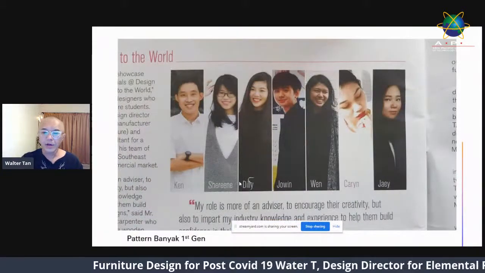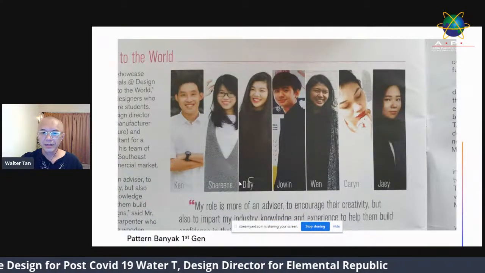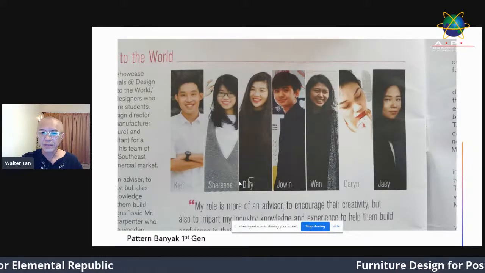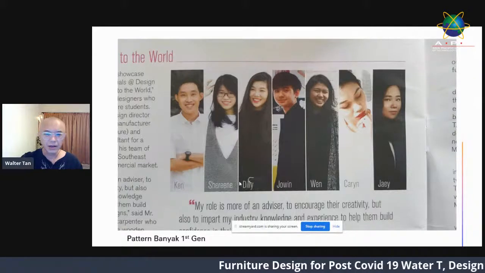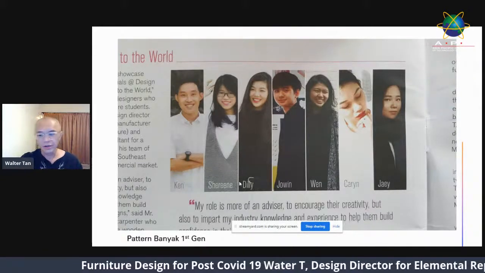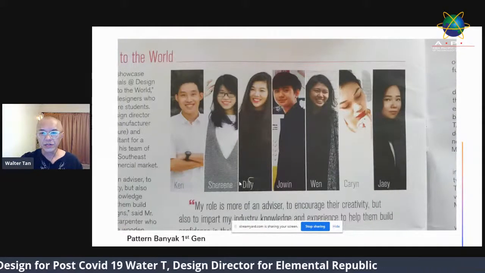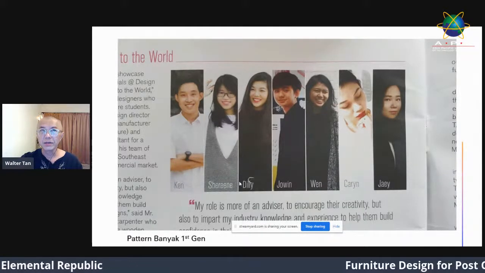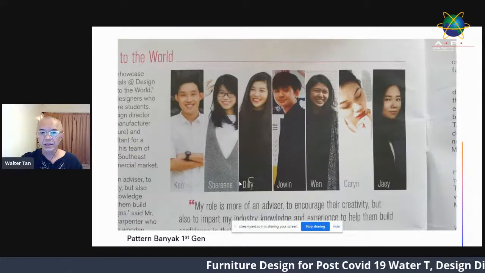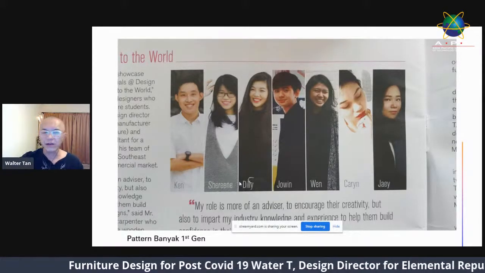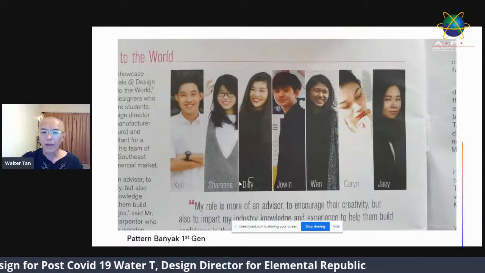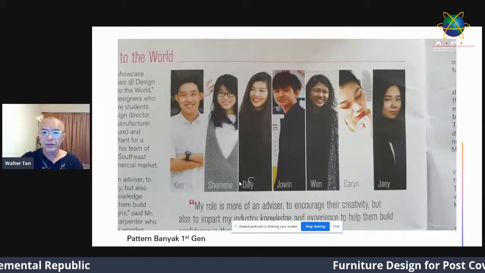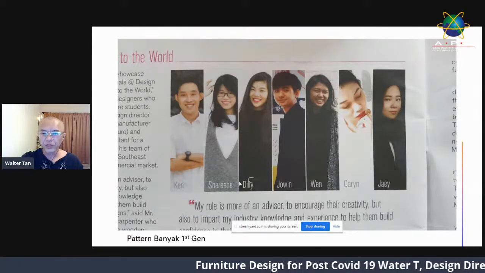Okay, and I want to share a bit about my students. They're called ex-students. This is actually a pattern by the first generation. After 3-4 years, I'll recruit a new group. So this actually was featured in MIFF. The design was featured in MIFF for the past 3 years already. This year, because of the coronavirus, there is no MIFF. MIFF is actually the Malaysia International Furniture Fair. So the design was featured there.